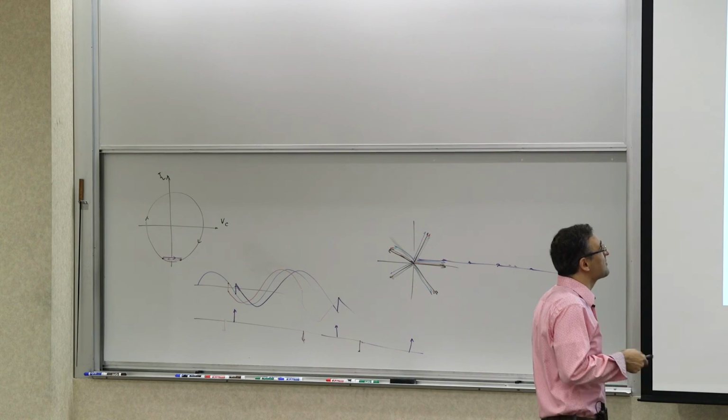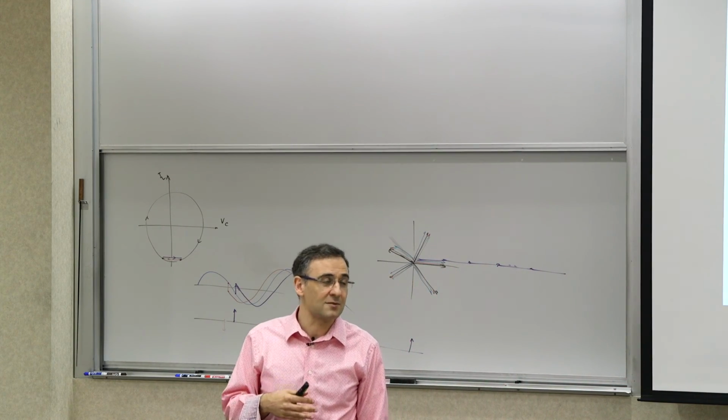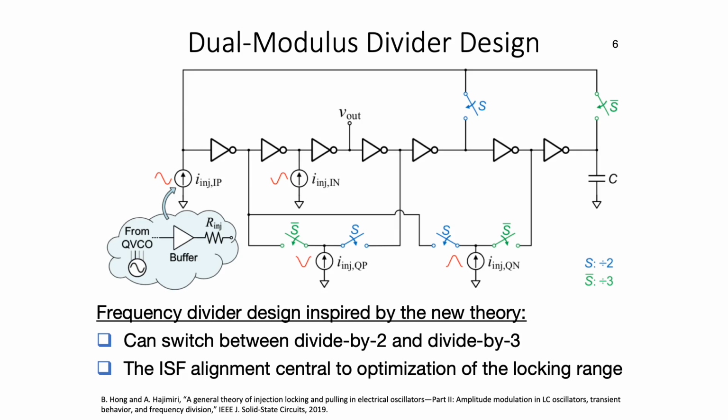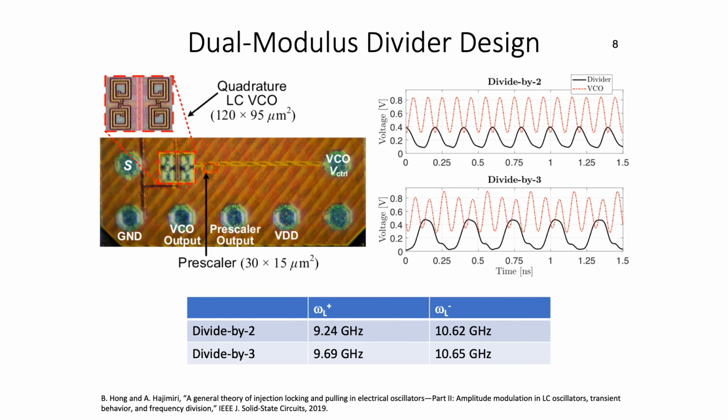But one of the applications, for example, is that it allows you to design a dual modulus divider, one that can actually switch between divide by 2 and divide by 3 by proper design of the injection waveform. And this is an example of this divider based on this concept. So you can make a divider that divides by 2 and divides by 3 with the same output frequency, which is a useful thing if you're making a PLL. And these are some of the example results.